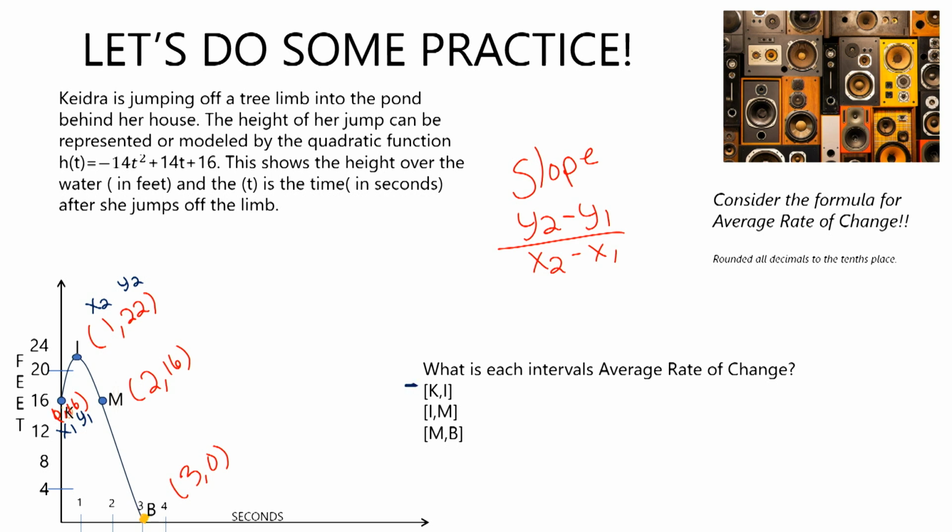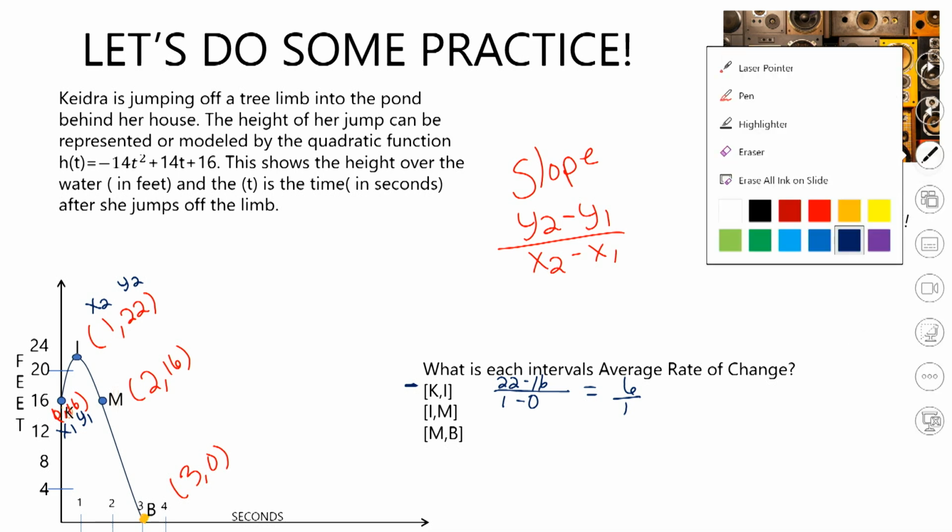So let's go ahead and do that math. I've got y2, 22, minus y1, 16, over x2, which is 1, minus x1, which is 0. And then I simply do that math. If you need to, you can always plug it into your calculator in fraction form, and what do you get? I get 6/1. Good job.